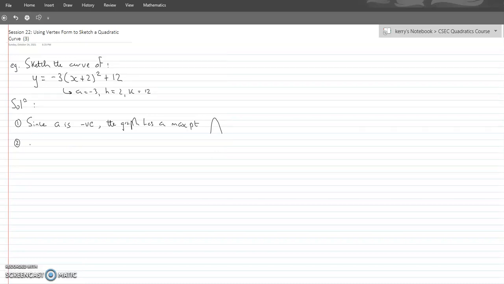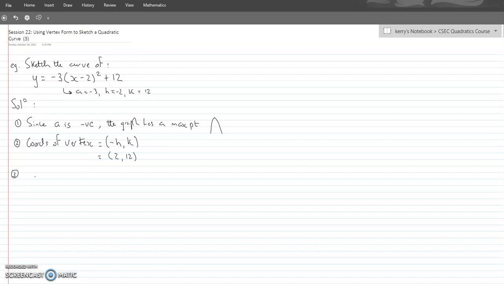Second one is the coordinates of the vertex. The vertex is in this case your maximum point. The formula for the coordinates of the maximum point is (-h, k). Now let me change this number to -2. So negative h means we take the opposite of that, and the opposite of -2 is +2, and k is 12. So that's the coordinates of the vertex.